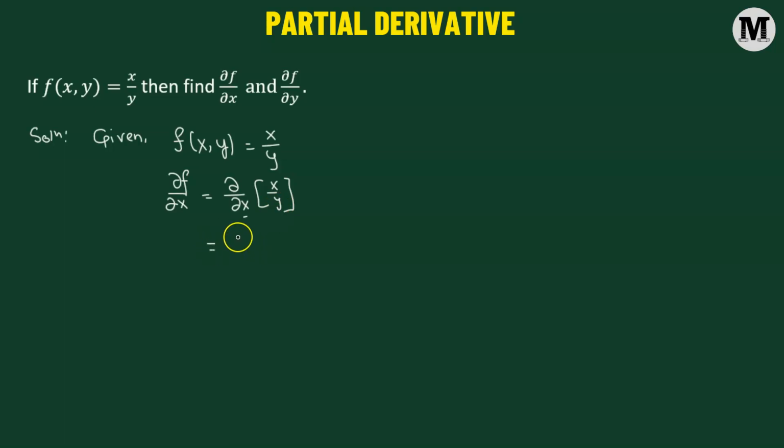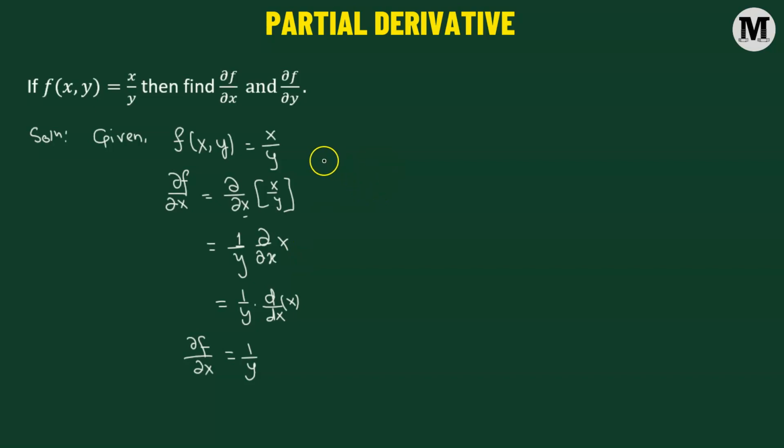Now, y being a constant, what can we do? We can pull out 1 over y, and this is simply multiplied by the derivative with respect to x of x. Now, this is a simple ordinary derivative. We can also rewrite it as 1 over y times the derivative with respect to x of x. Now we know the derivative of x with respect to x has a value equal to 1. So the partial of f with respect to x comes out to be 1 over y.